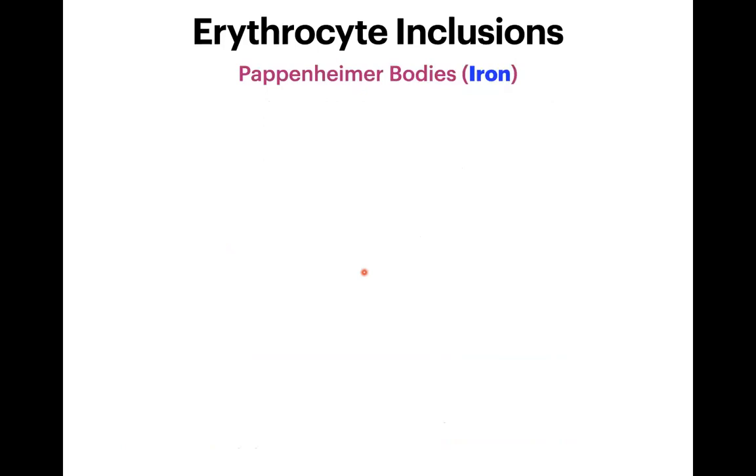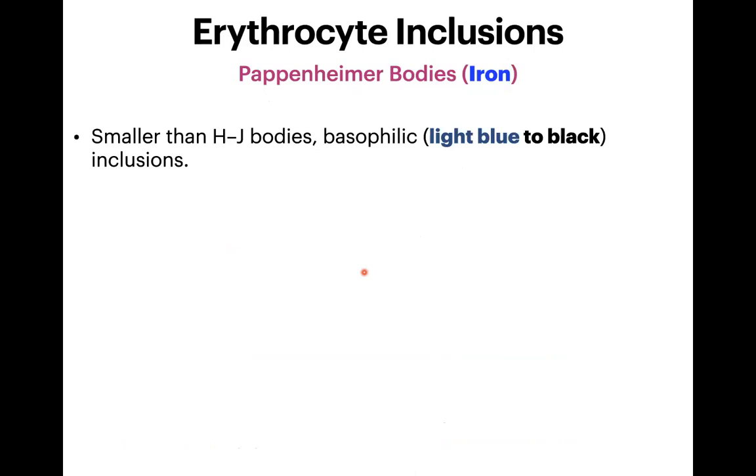So the second erythrocyte inclusion is Pappenheimer bodies. These are composed of iron. Howell-Jolly bodies are composed of DNA. So these are smaller than these Howell-Jolly bodies. They are basophilic and range from light blue to black. Howell-Jolly bodies look similar to the nucleus. The purple stain is there. Instead, these Pappenheimer bodies appear from light blue to black in color.